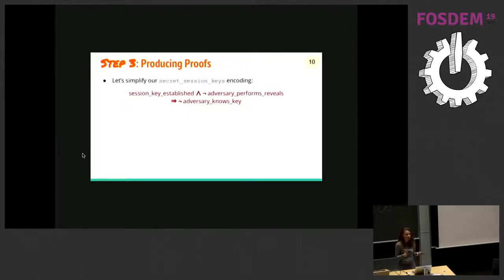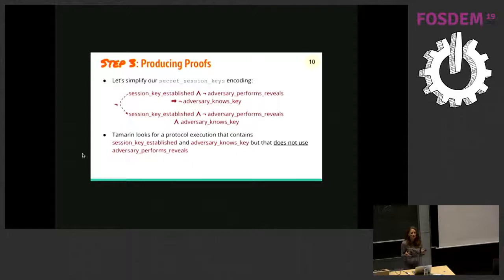To prove this, we will simplify our secret session keys lemma, and that says if a secret session key is established and the adversary has not performed any reveals, then the adversary cannot know the key. If we negate this logic formula, we get: a secret session key is established, the adversary has not performed any reveals, and the adversary knows the key. So Tamarin will look for a protocol execution where the session key has been established and the adversary knows the key, but it hasn't performed any reveals. If we find that the set is empty, it means that the property holds. If we find a counterexample, a member of the set, it means we have an attack.